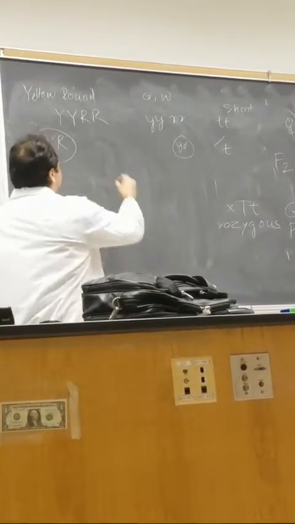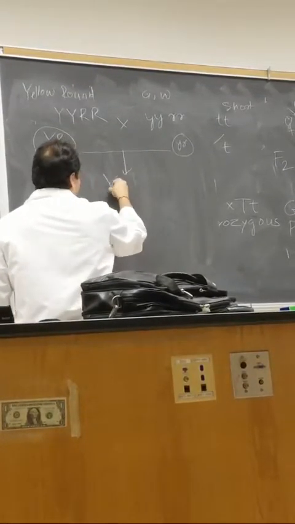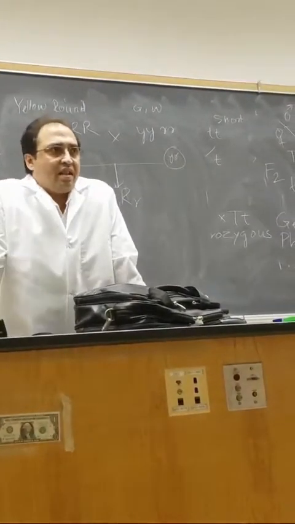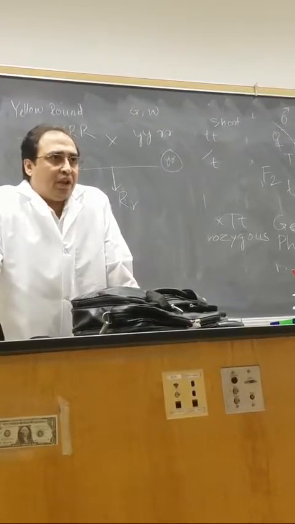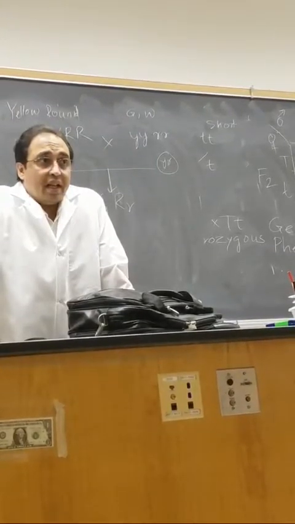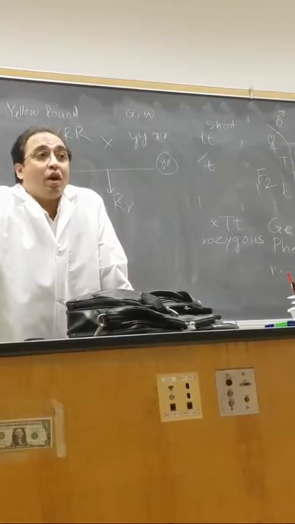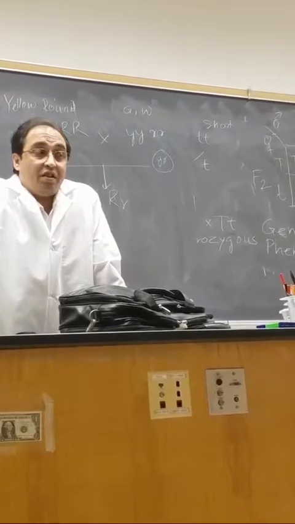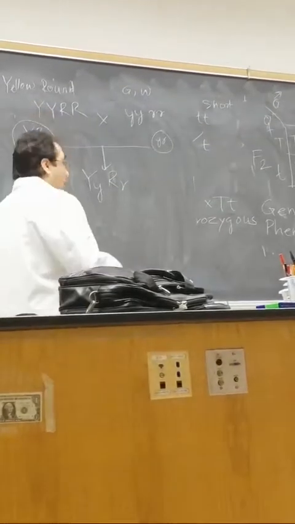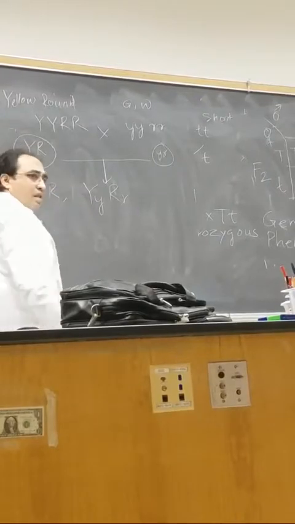If these two gametes fuse, what will happen? We will get this combination. This is a hybrid, having both dominant and recessive characters. What would be the phenotype? Yellow round. Are you sure? Why? Because the dominant traits are there, and dominant traits will express. So it will be yellow and round.